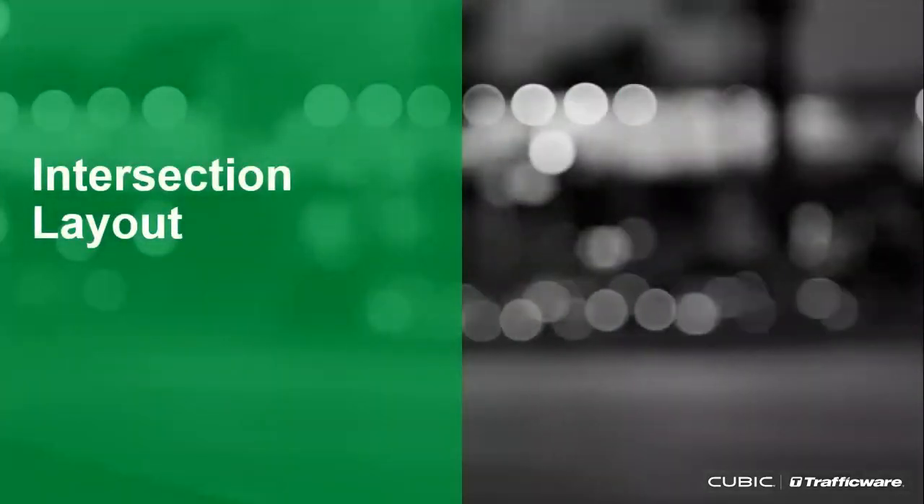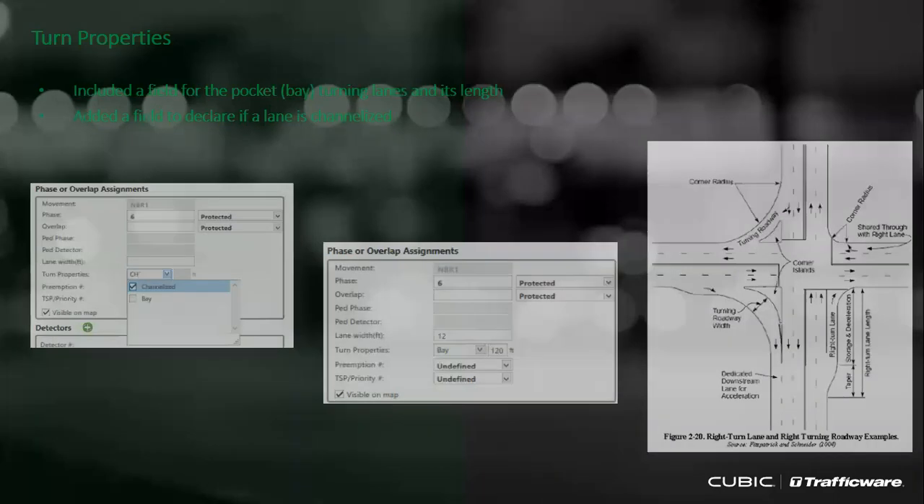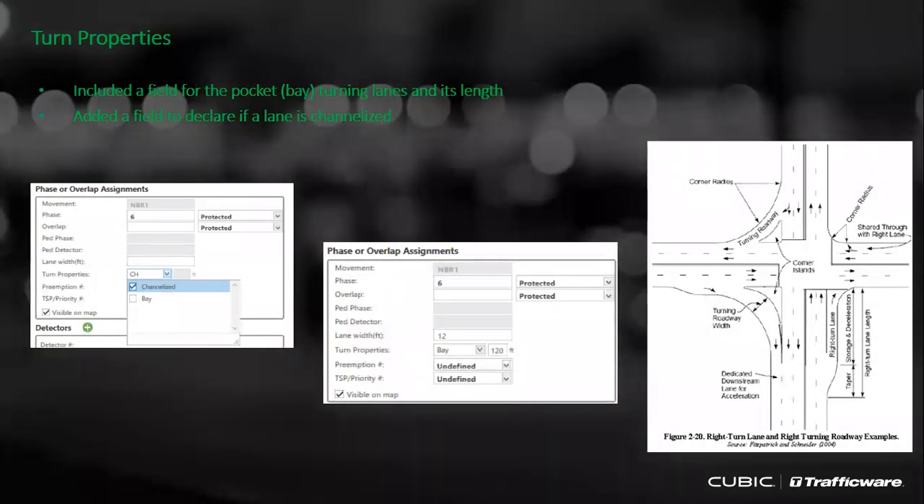There are a couple of modifications in the intersection layout, and I would like to start with turn properties. We added turn properties in the upper section of the intersection layout, and there are two options. If the lane is channelized, as in the example over here, the southbound approach rightmost lane is channelized. Previously there was no way to explain that a lane was channelized, and now we added that property. So it's known that vehicles using that lane do not have to wait for the traffic signal because they're practically going around the island.